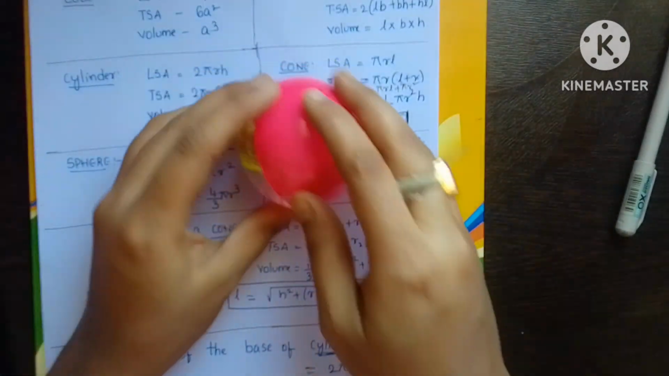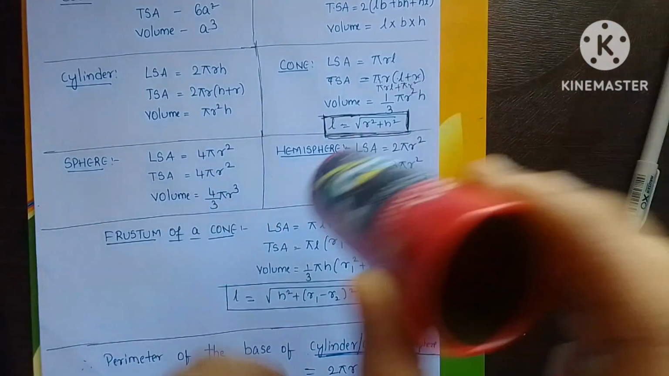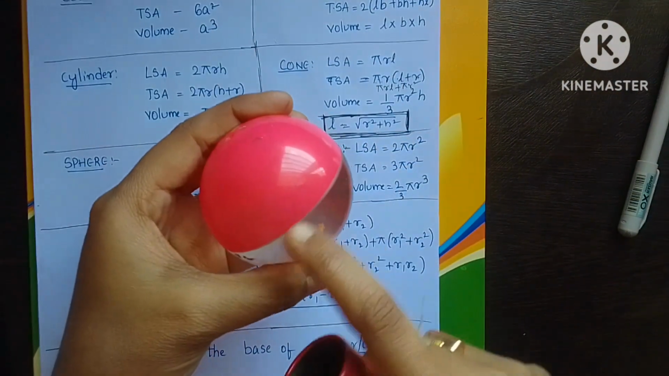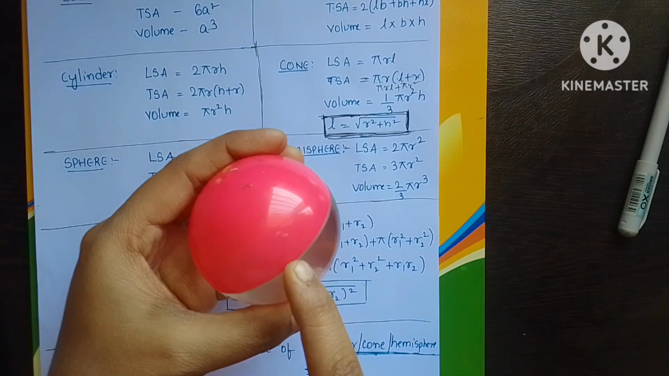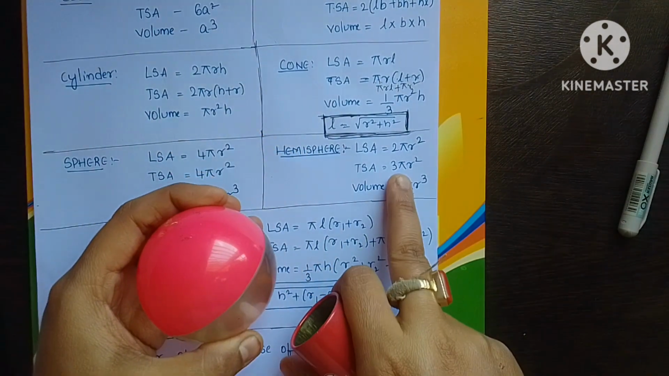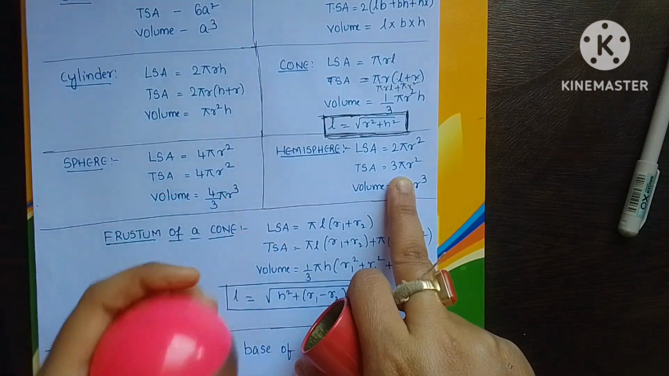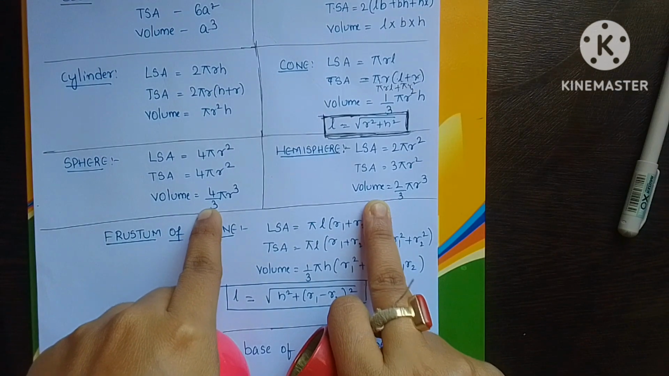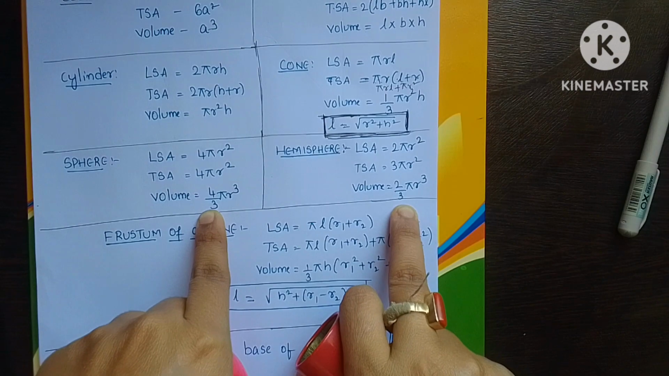this, like this, open. It will be open here, so that will also include pi r square. So 2 pi r square plus pi r square, that is 3 pi r square. And the volume will be half of this. So 4 by 3 pi r cube, here we will get 2 by 3 pi r cube.